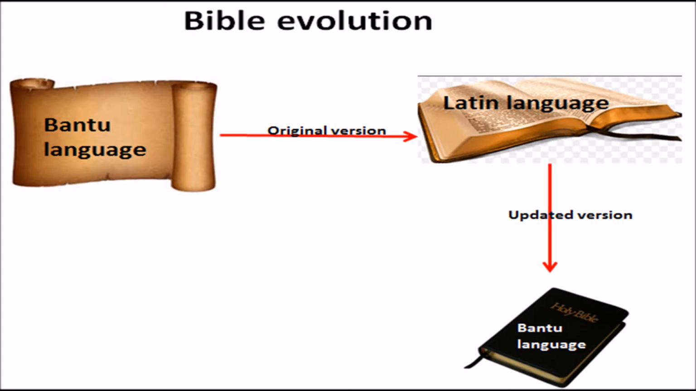Now, that Latin language, they then made a whole lot of changes on the scrolls, which is now the Bible, and then produced something they called a Bible, a translation, back into the Bantu language they got the scrolls from. So it went into a triangle. So Bantu language to Latin, and then they manipulated, changed a whole lot of things in there, and then released it back into the Bantu language.